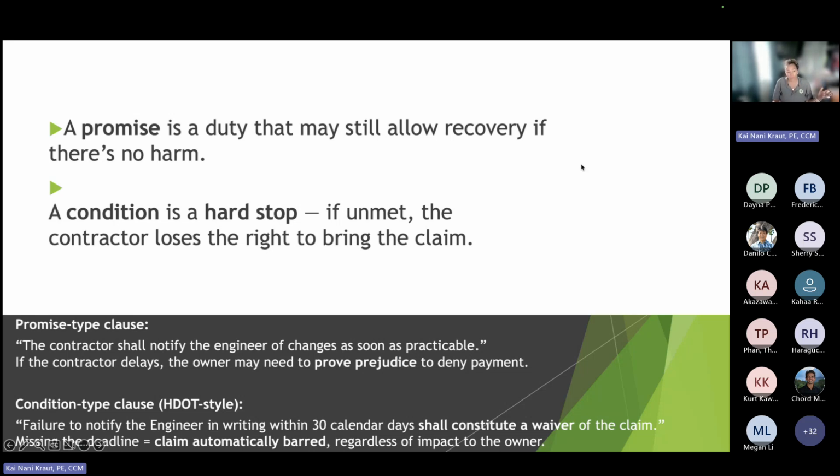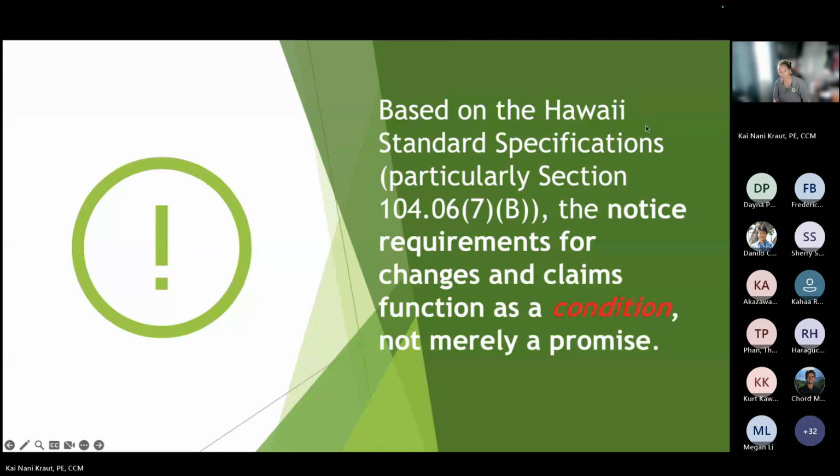So again, when we're talking about these things, it could be either a promise, which is a duty that may still allow recovery if there's no harm, or it's a condition, which is a hard stop. If unmet, the contractor loses the right to bring claim. So these are two clauses. Our contract is condition. Our law is condition. So that means hard stop. If unmet, the contractor loses their right.